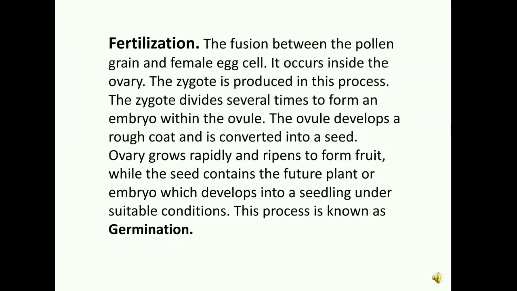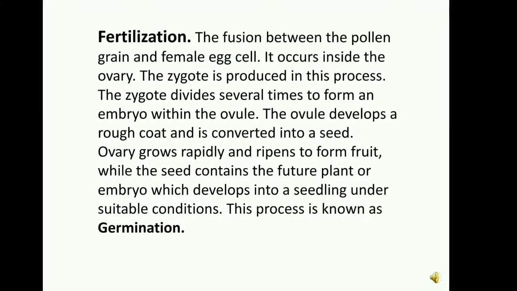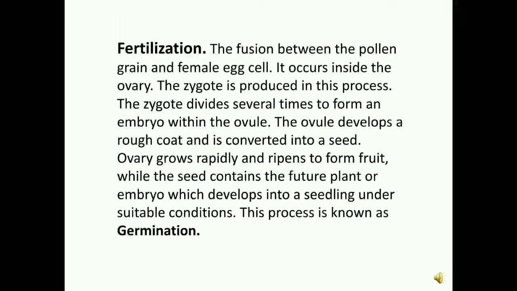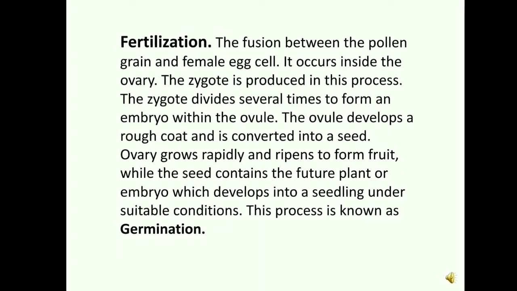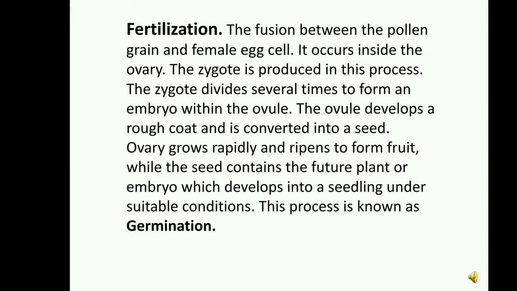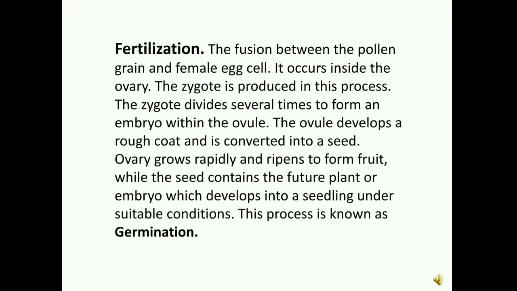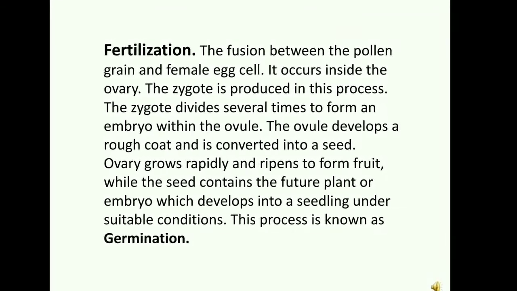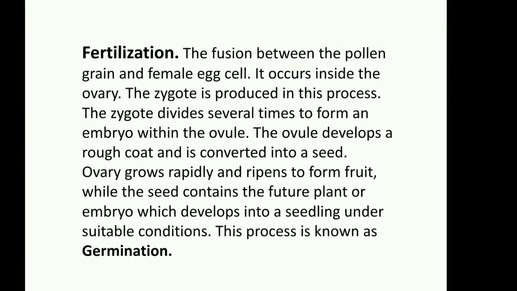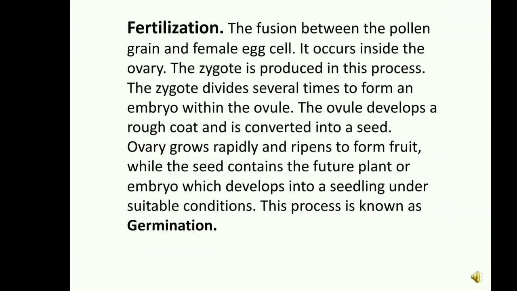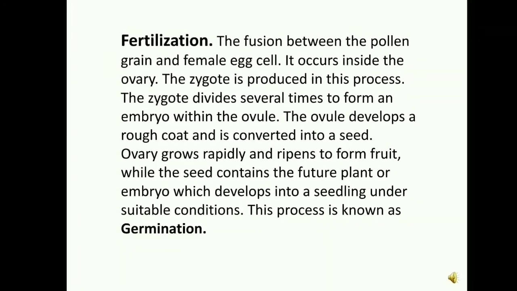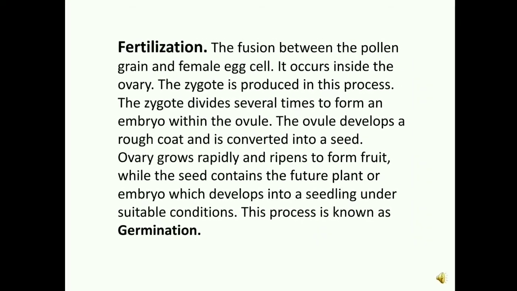Let's move on to fertilization. The fusion between the pollen grain and the female egg cell occurs inside the ovary. A zygote is produced in this process. The zygote divides several times to form an embryo within the ovule. The ovule develops a tough coat and it is converted into a seed. The ovary grows rapidly and ripens to form fruit, while the seed contains the future plant or embryo which develops into a seedling under suitable conditions. This is known as germination.